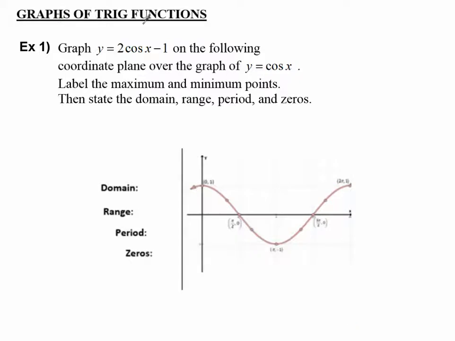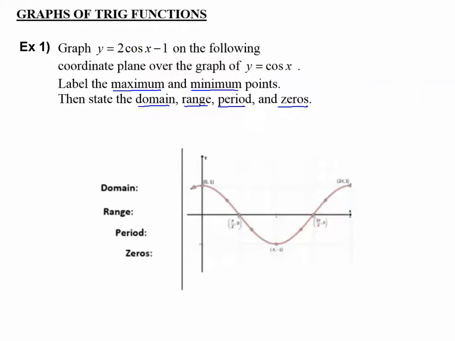Graphs of trig functions. Example. Graph y equals 2 cosine x minus 1 on the following coordinate plane over the graph of y equals cosine of x. Label the maximum and minimum points. Then state the domain, range, period, and zeros.